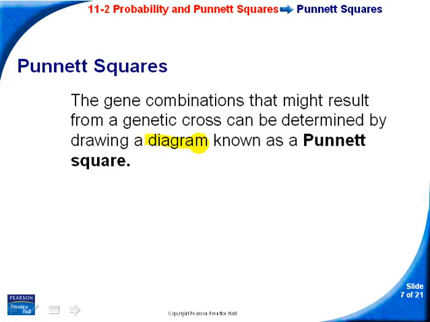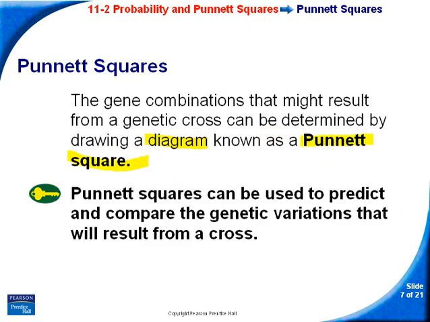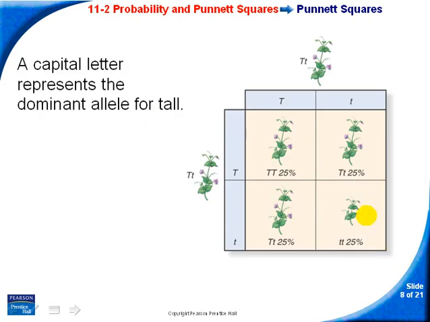They use a diagram known as a Punnett square. And from this diagram, you can predict and compare the genetic variations that will result from a cross. And here's a picture of a Punnett square. We need to talk about a few things.